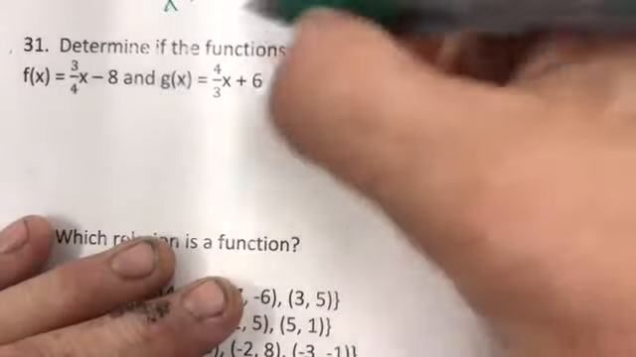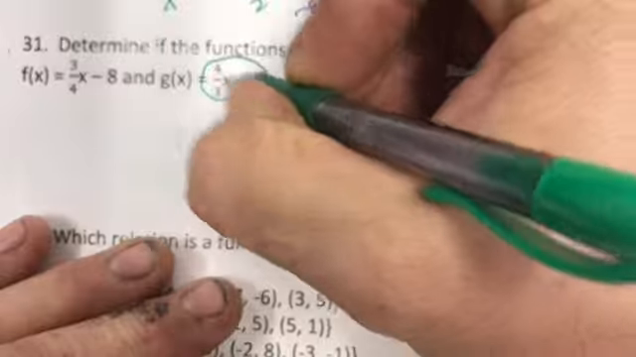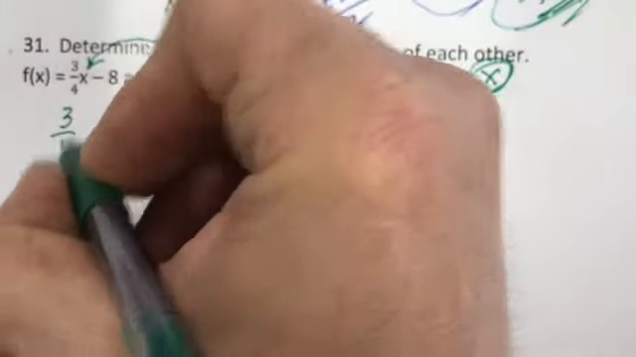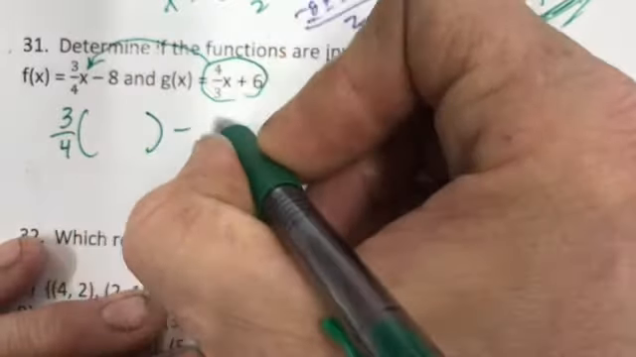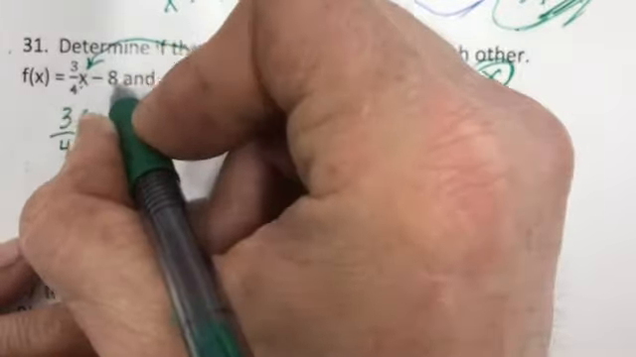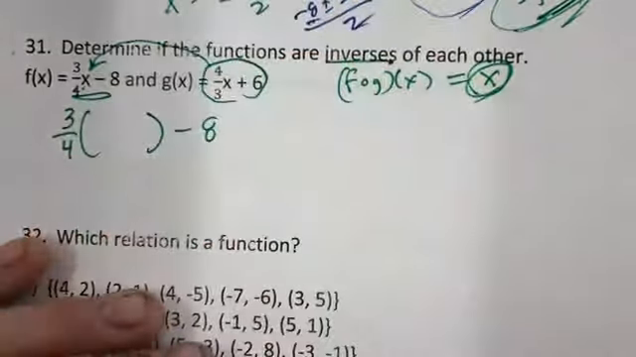So I'm going to take this g function and put it in for x right there. It's going to look like this: 3/4 times x minus 8, 3/4 times x minus 8, and then right there where x is, I'm going to put 4/3 x plus 6. And now I simplify this down.